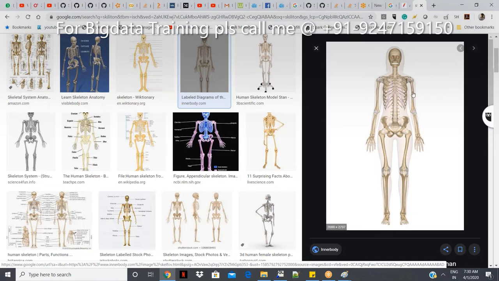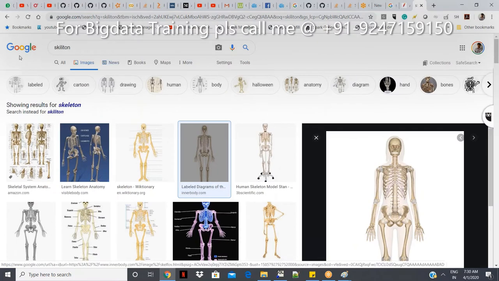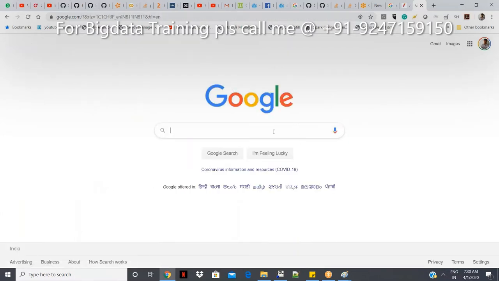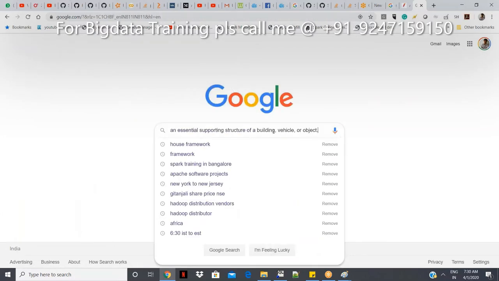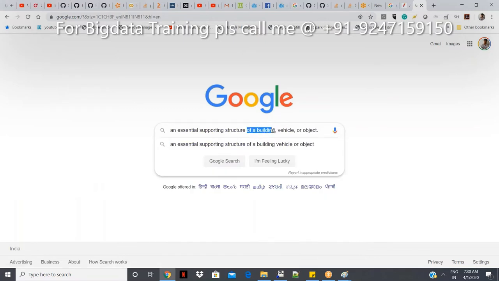Around this framework, different tissues are formed, and appropriate organs are arranged around this framework. Without this framework, imagine what our human life would be. So around this framework only it is defined. That is the human framework in simple words. Similarly, in any sector, a framework is nothing but an essential supporting structure of anything, whether a programming language or human life. Around this supporting structure only you are doing everything.